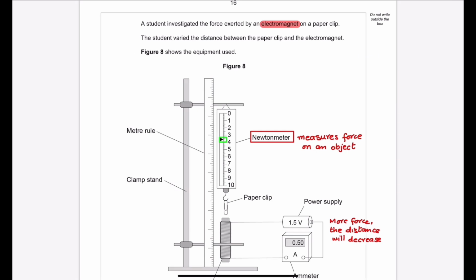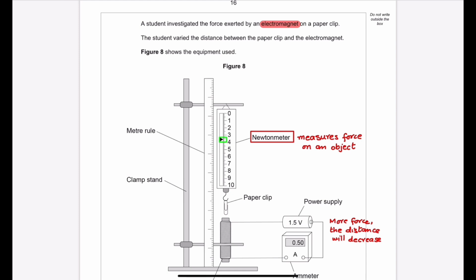A student investigated the force exerted by an electromagnet on a paperclip. We can see here when the current flows through this coil, it becomes a magnet. Therefore, we call it an electromagnet, and it applies a force on the paperclip downward because the paperclip is made of iron, so it will move downward. The student varied the distance between the paperclip and the electromagnet. Figure number 8 shows the equipment used.